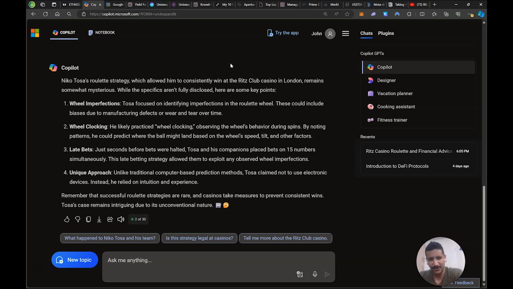And just think back to the story and read the story of Niko Tosa and how he exploited roulette, right? And it's really interesting. You could apply that same type of concept to the markets. So that's my market lesson for today. Hopefully it helps and gives you a different thought process in how to think about the markets.